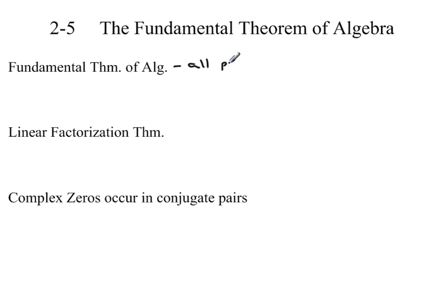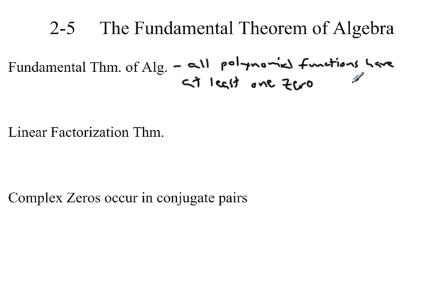been talking about lately, all polynomial functions have at least one zero. So it could be a real zero, it could be imaginary. Usually they have many more than one, but all polynomial functions have at least one zero. And then this linear factorization theorem tells us that these polynomial functions don't just have at least one, they have exactly n factors, where n is the degree.